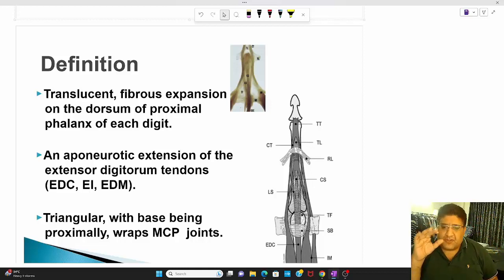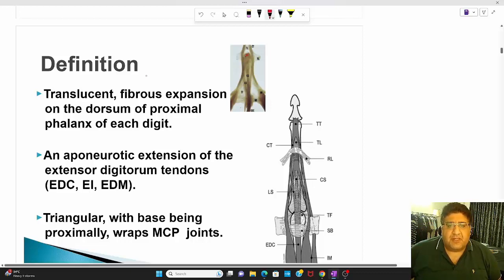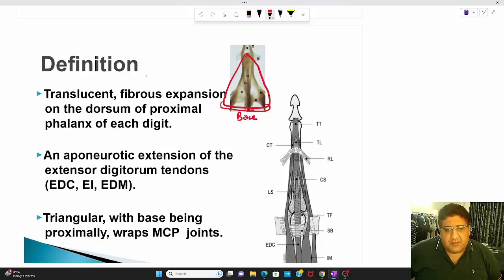It is a typical triangle-shaped structure. If you don't believe me, I would advise you to look at this. It is a typical triangular-shaped structure in which what is important is that this is the base. The base is proximal, and this is the base which is basically wrapping around the metacarpophalangeal joint. Don't worry, with due passage of time you will understand.